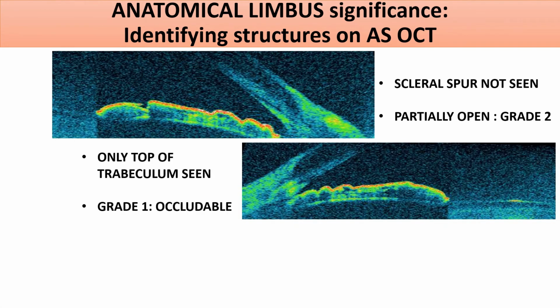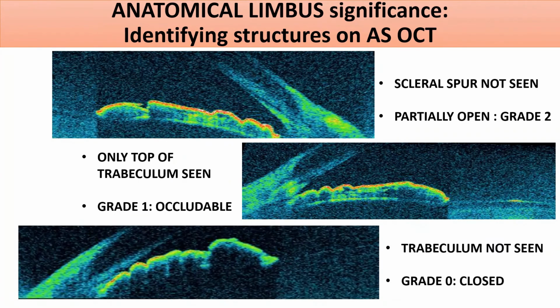In this next OCT photo, we can see only a small part of the anterior trabecular meshwork and nothing else. So this is a grade 1 angle, which is called an occludable angle. And in this last photo, we can see that the trabecular meshwork is not visible at all. We can see that the scleral sulcus is merging with the root of the iris directly. So this becomes a grade 0 or a closed angle configuration.